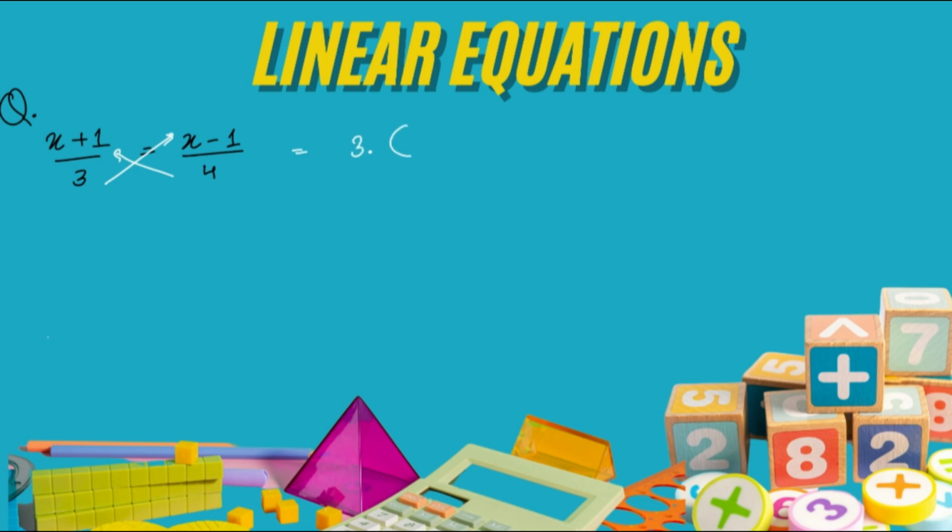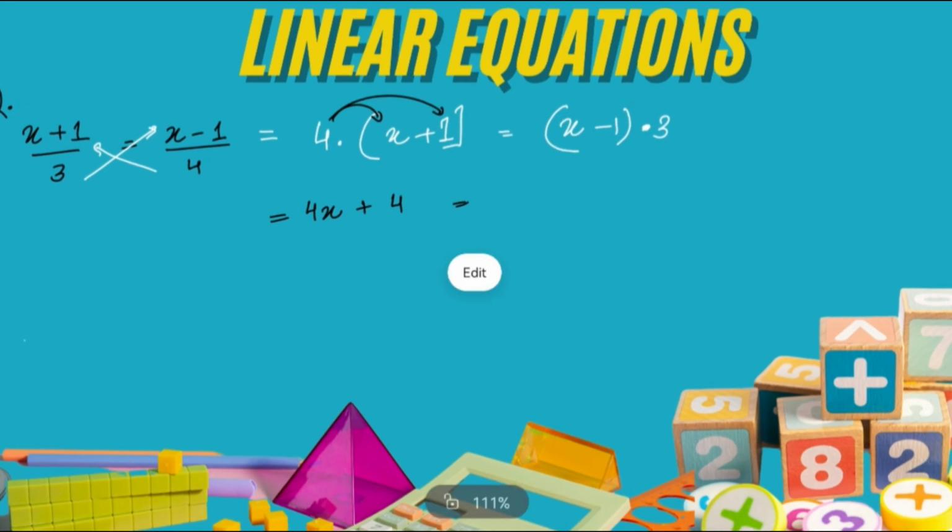So we have 4 times x plus 1, that is equal to x minus 1 into 3 times. Okay, now what we are going to do is multiply one time with 4 and one time with 4 into x, we get 4x, and 4 times 1 we get 4. Similarly on the RHS we have 3 times x minus 3.